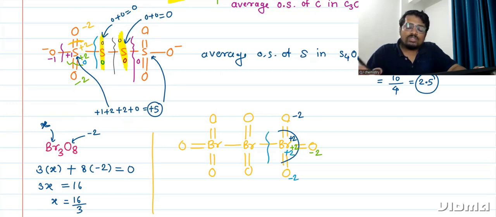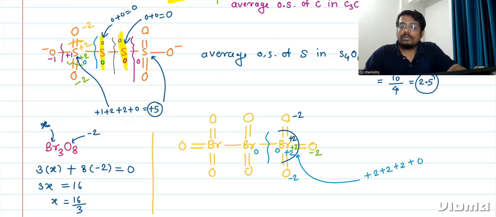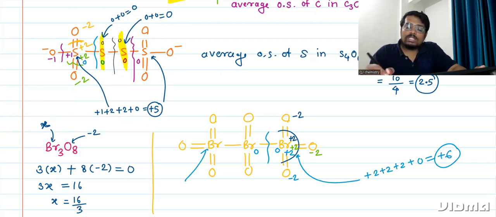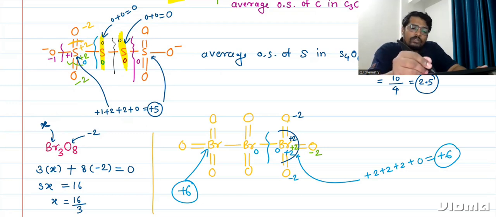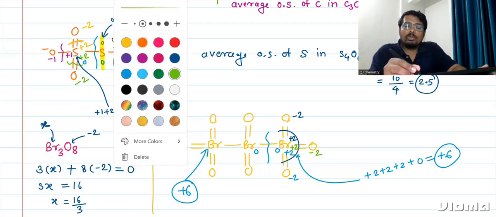On dissociation of the bromine-bromine bond, there is no difference in electronegativity, right? So assign 0, 0. So what is the total charge? The total charge on the terminal bromine atom is +2 plus +2 plus +2 plus 0, which is +6. Similarly, on the other terminal atom also, the total charge is +6 oxidation state. Now find the oxidation state of the central bromine.